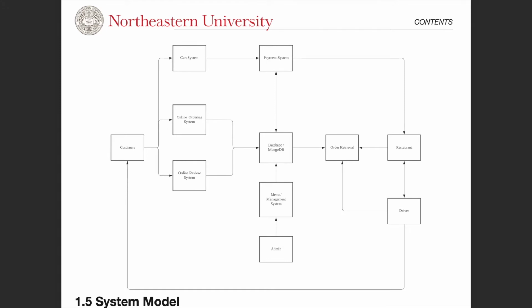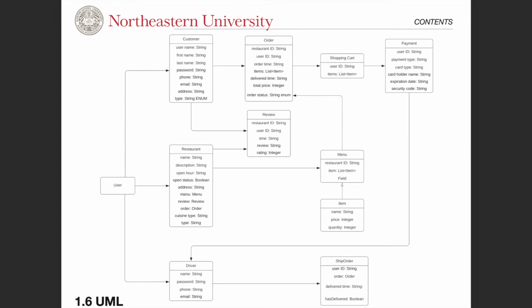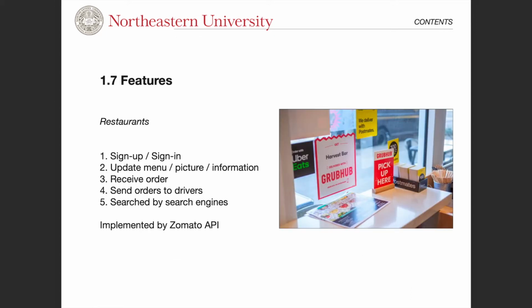And the next part is the system module for our project. We store all the users' information, like drivers' and customers' information, in our MongoDB database. And here is the UML of our group project, Flash-Eats. So for the next part, I would like to talk about some features that we want to implement for each different role.